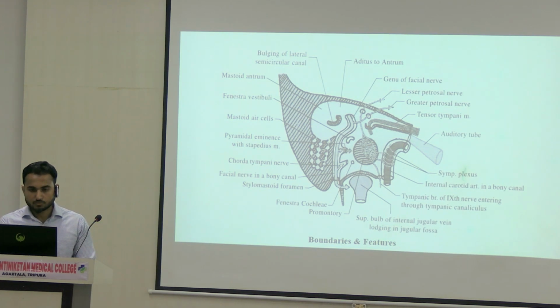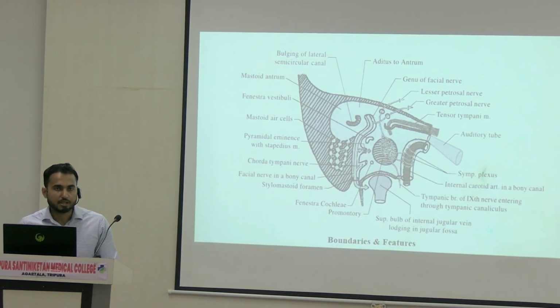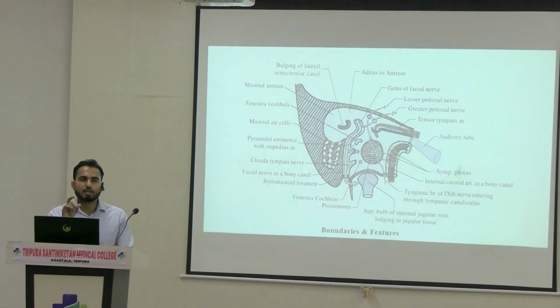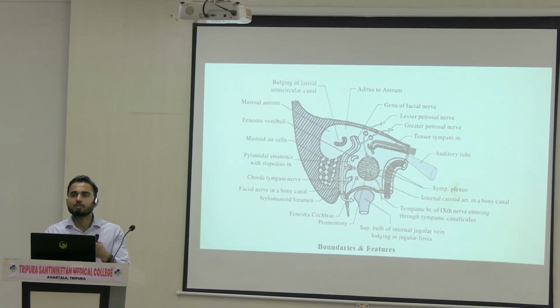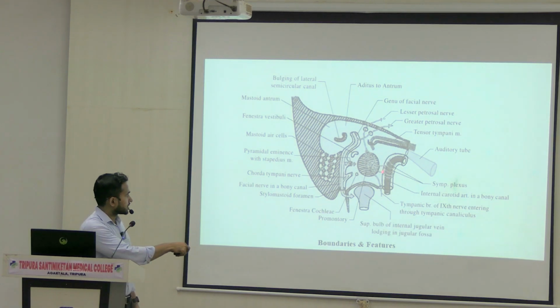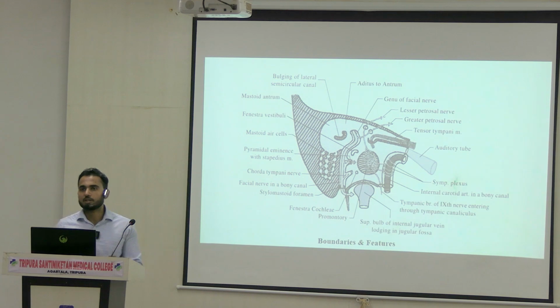So if you see the anterior wall, it is bounded in the lower part by the posterior wall of the carotid canal, the bony part of the carotid canal, and this bony part of the carotid canal is consisting of the internal carotid artery and the plexus of nerve around the internal carotid artery, as you can see in the diagram. The sympathetic plexus around the internal carotid artery is also present over here.